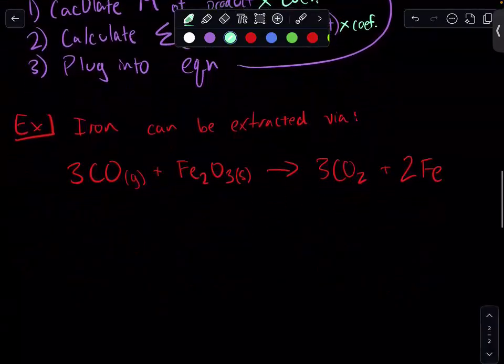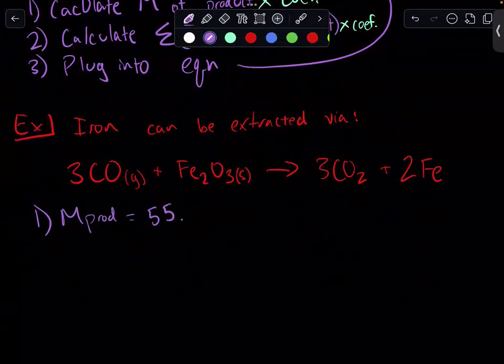So using this, we're going to follow the steps. Step 1, we want the molar mass of the product. So our product is iron. Iron has a mass of 55.85 as seen on the periodic table, times its coefficient of 2, giving us 111.70 grams mole inverse.